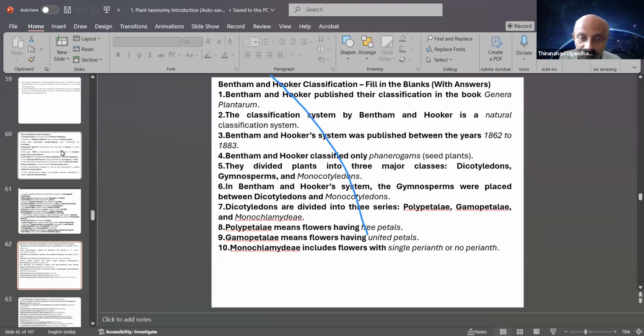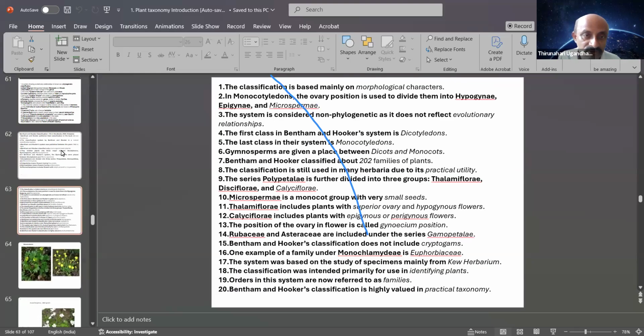Polypetalae means flowers have free petals; poly means free petals. Gamopetalae means flowers having united or combined petals. Monochlamydeae includes flowers with a single perianth. That is also one character. So this classification is based mainly on morphological characters.